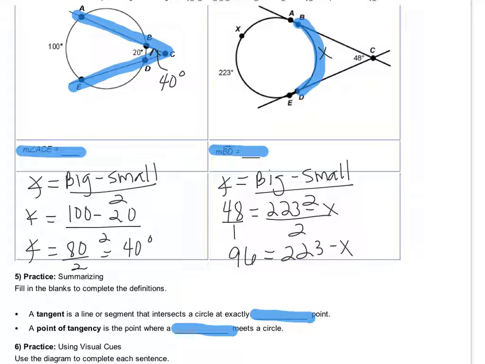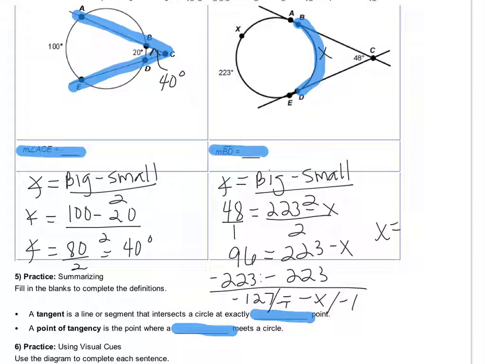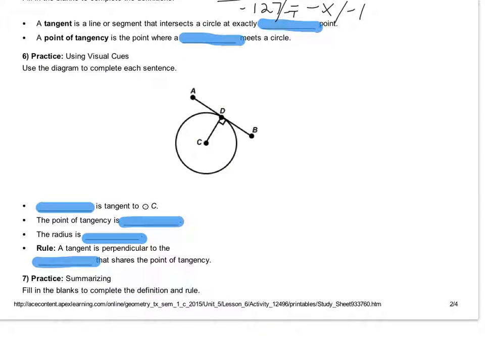223 minus X. I would subtract 223 on both sides, and I would get negative X is equal to negative 127. Since the degree won't be negative, I'll just go ahead and divide everything by negative 1. So X in this case equals 127 degrees. That means my angle right here is equal to 127 degrees.